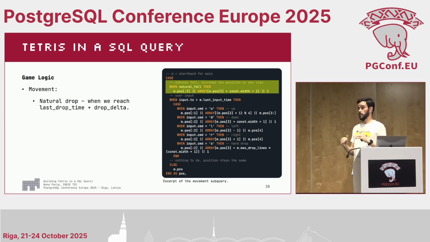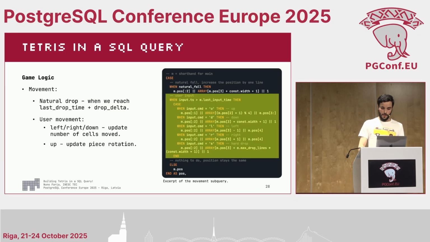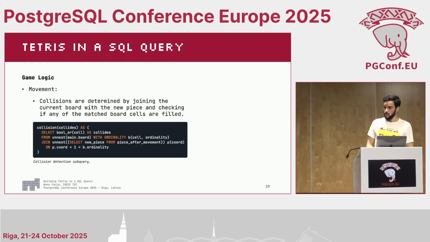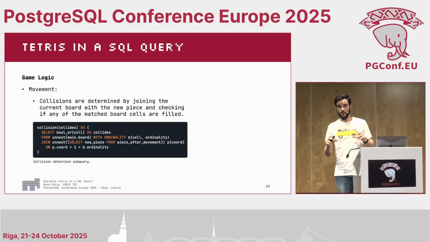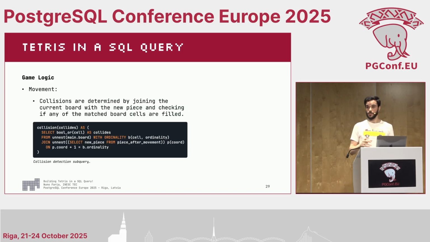The movement itself can be caused either automatically, so the game will continuously drop the piece based on some delta, or also when processing the user input, and this is simply done with a case with different conditions. After the piece has been moved, we need to determine if the move was valid, so we need to determine if there are any collisions.